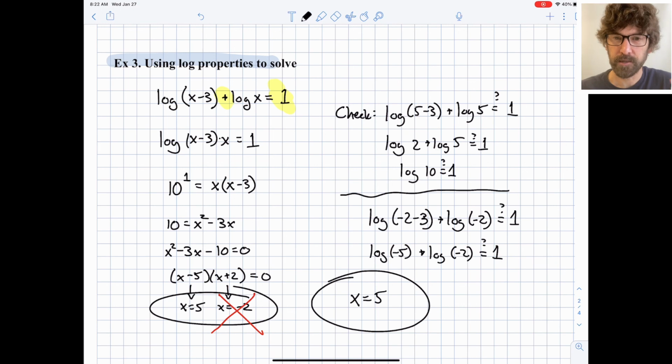That was a tricky one. Key message being you need to check your answers to see if they work. Sometimes you go through the full correct process, but you still get an invalid answer. And that's a good place to stop.